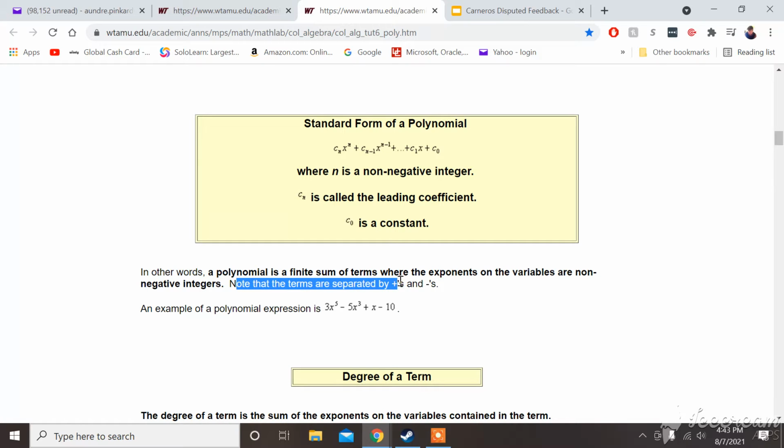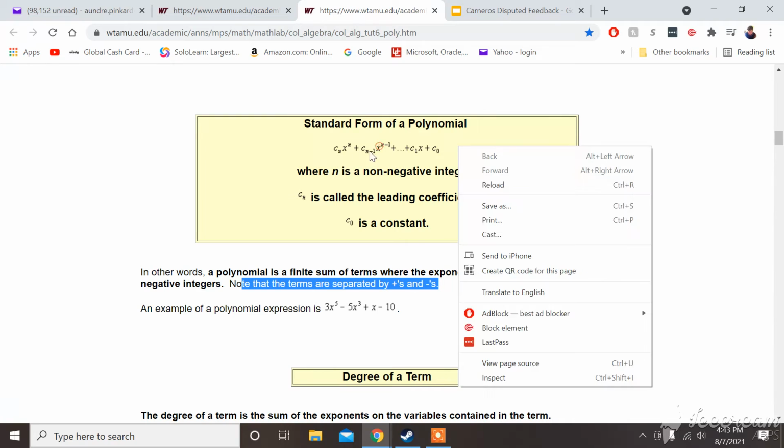Alright, note that the terms are separated by pluses and minuses. So in a polynomial, it's separated by minuses and pluses. See right here, a plus is a divider. We're about to go to another section, plus, another section, plus, another section. Separated by pluses and minuses, and these pluses can all be minuses to give different sections.